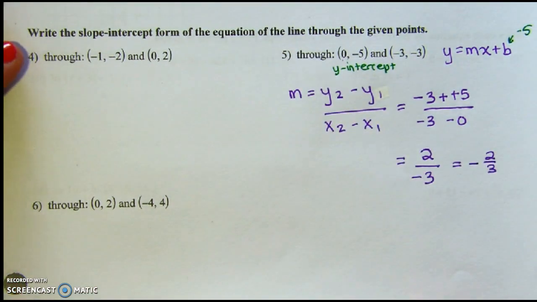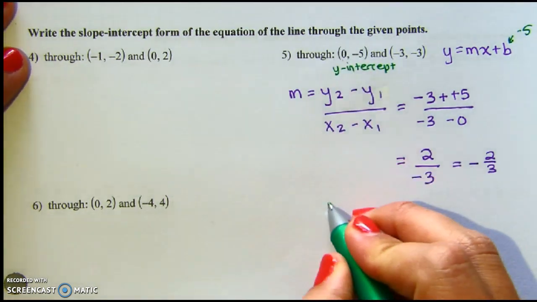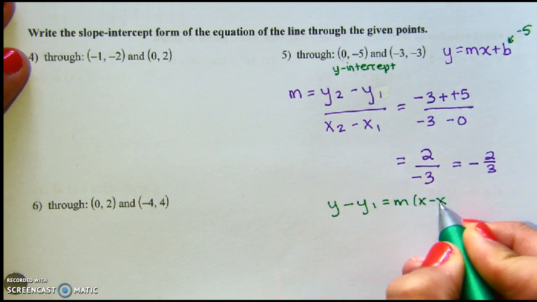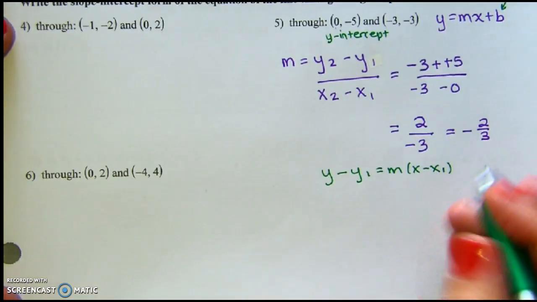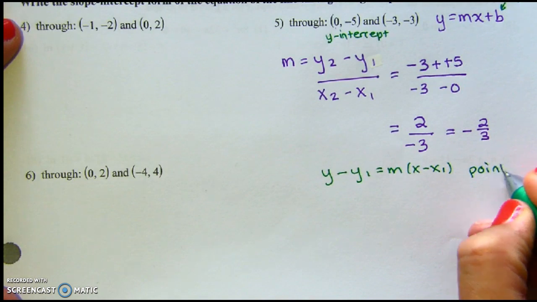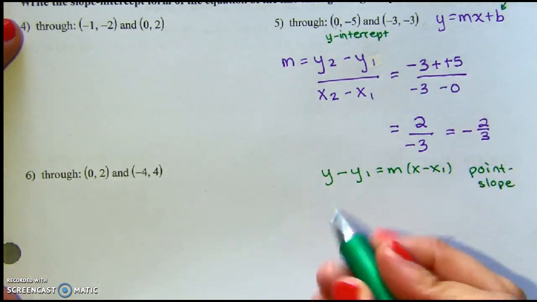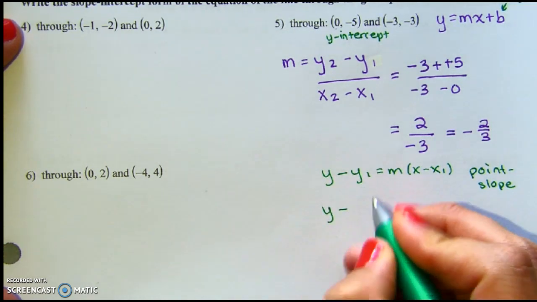What if it was an accident and there's no 0 here? Well, then we would do y minus y1 equals m times x minus x1. So that's called the point-slope formula. All right, so we keep the y, but then y1 is your first y value.